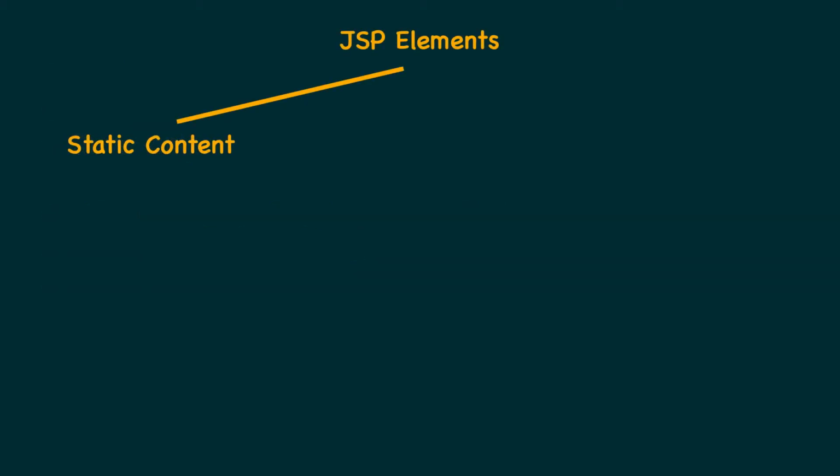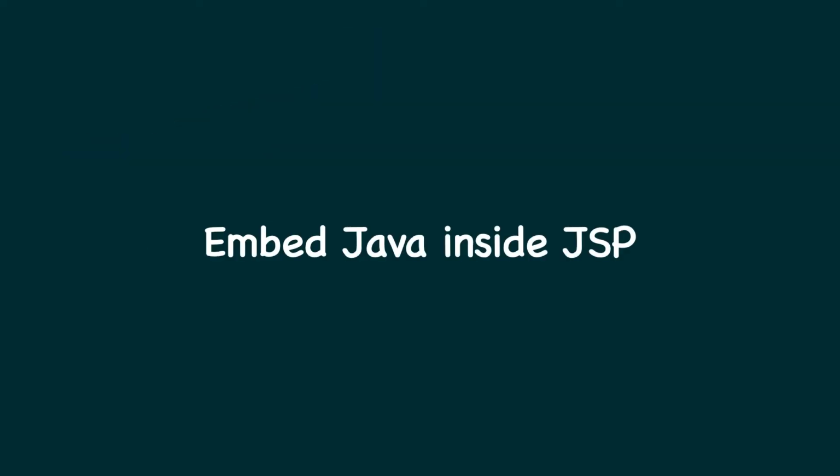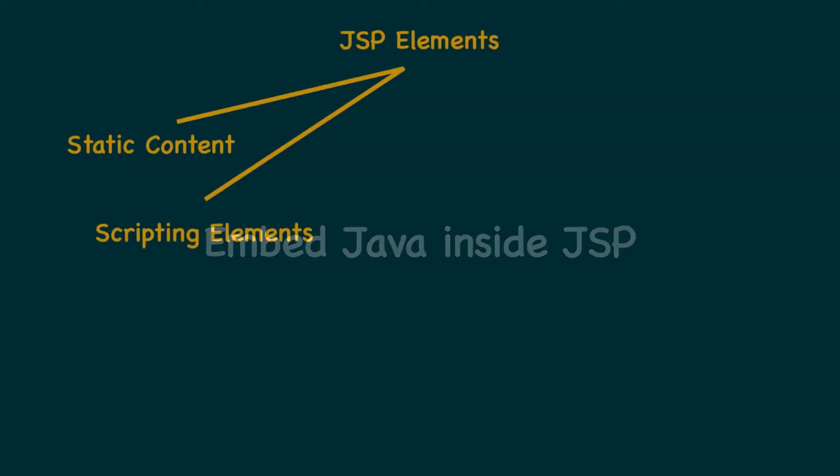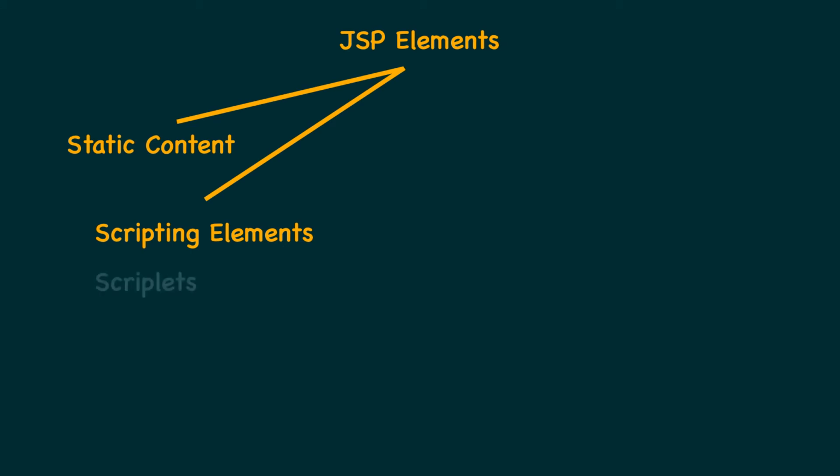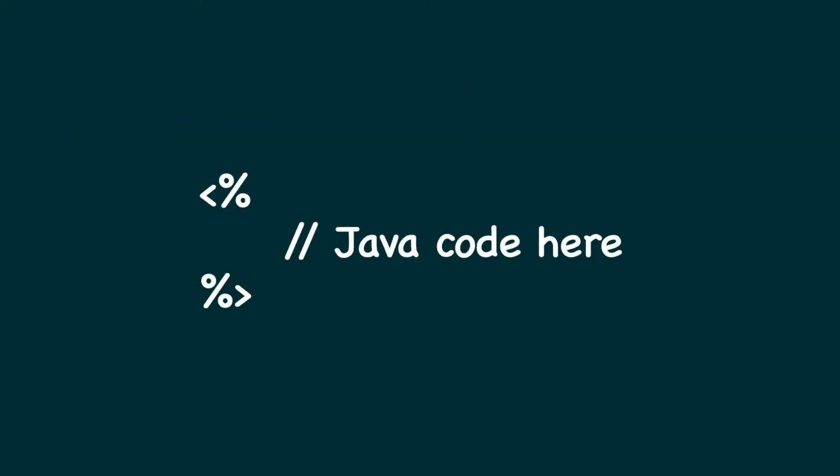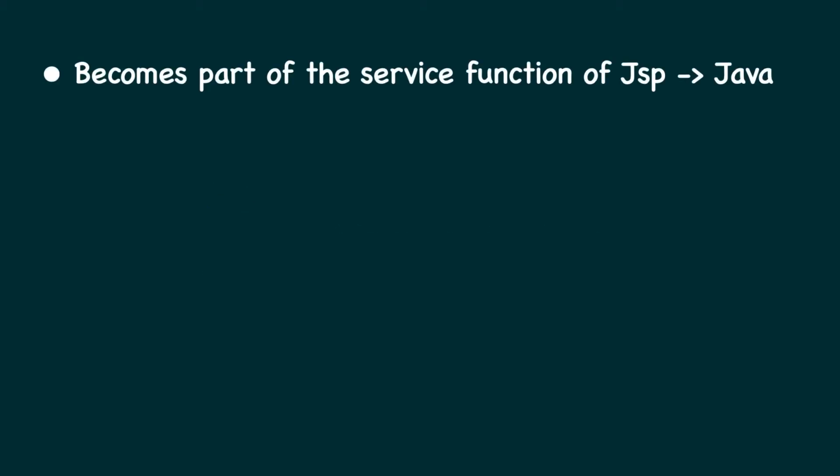But the most important ones are the scripting elements, which allow us to write Java code inside a JSP. There are three types of scripting elements: scriptlets, declarations, and expressions. A scriptlet is code inside a special bracket which starts with less than percent and ends with percent greater than. The Java code you write here will become part of the service function of the resulting Java code.